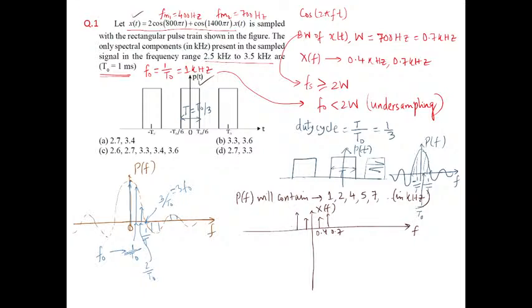Okay, basically this one is having a higher amplitude. It's 2 and it's 1. The amplitude is 2 here and the amplitude is 1 here. So 0.4 will be having a higher amplitude.